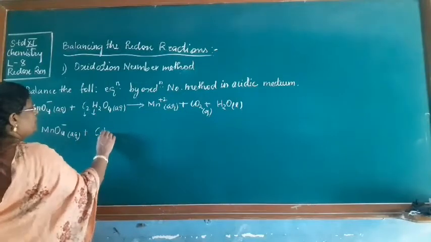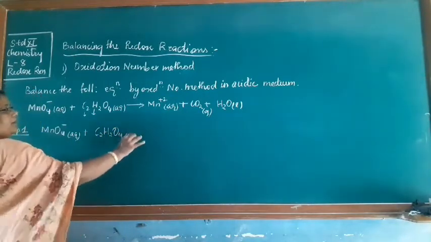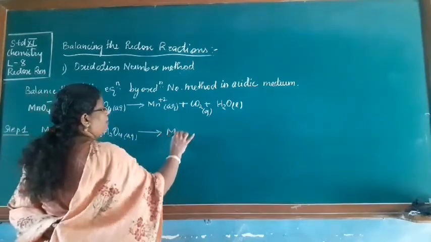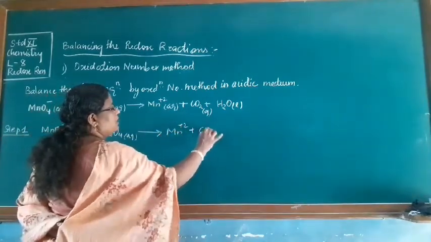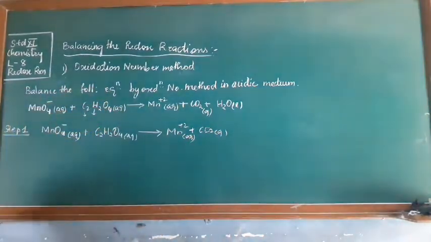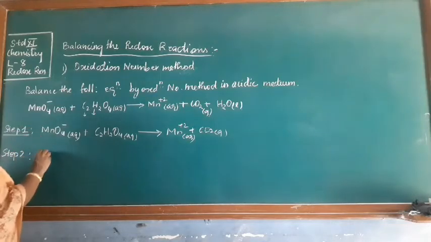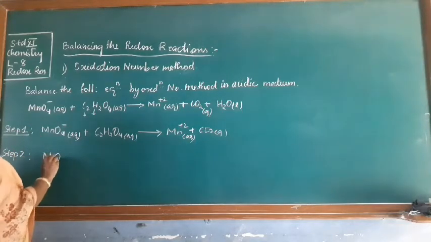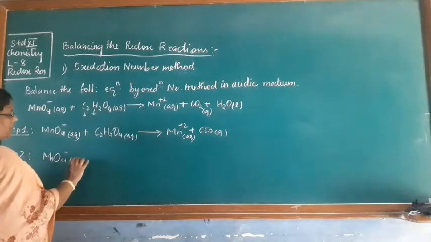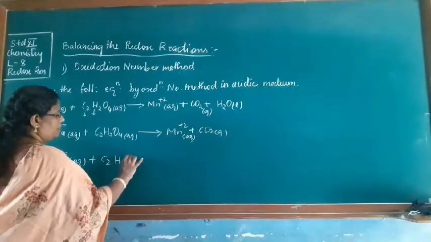Okay, so C2H2O4, giving you Mn plus 2 plus CO2 gaseous aqueous. Leave out H2 because H2 we have to add at the end, so you will be getting it properly. What is the second step? Step 2, to assign oxidation numbers and find out, okay, to assign oxidation number.